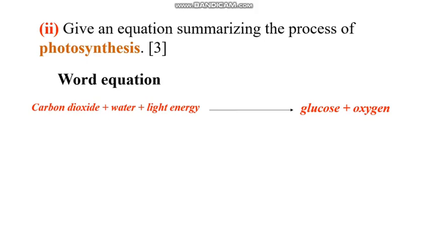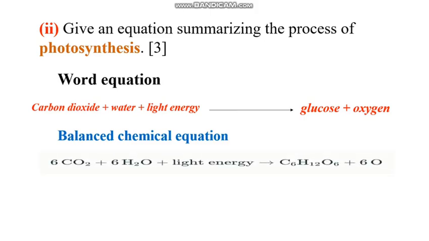Then from this word equation, we can also have the balanced chemical equation. Since we have started with carbon dioxide, this one will be already balanced. So we are going to have the balanced chemical equation, which will be carbon dioxide plus water plus light energy, which will give us glucose plus oxygen.